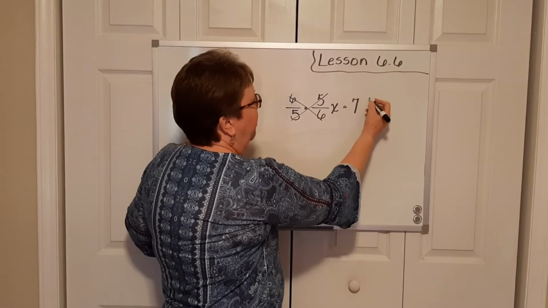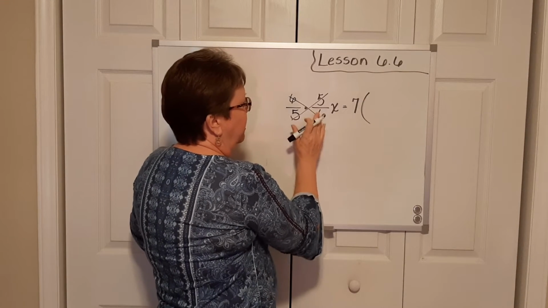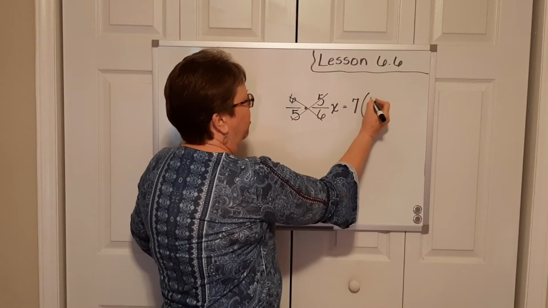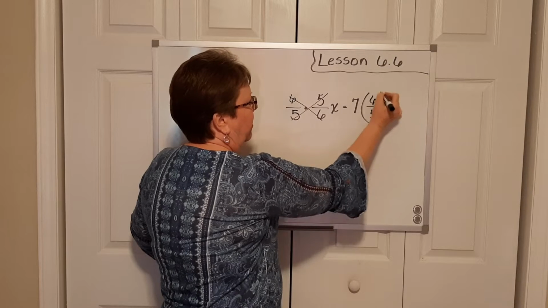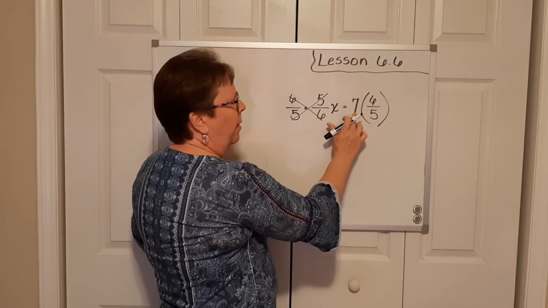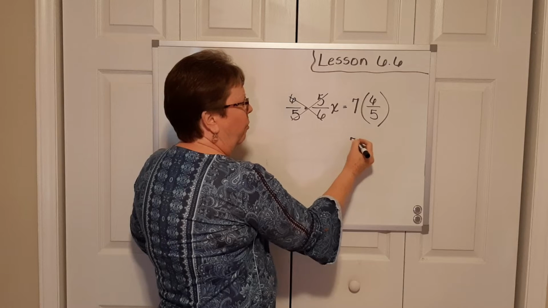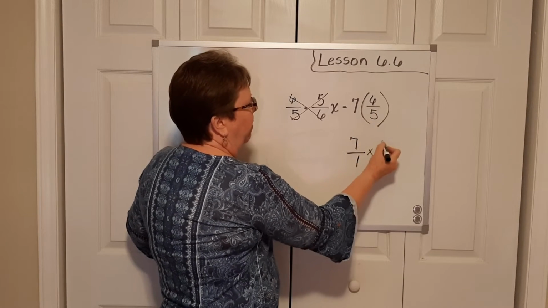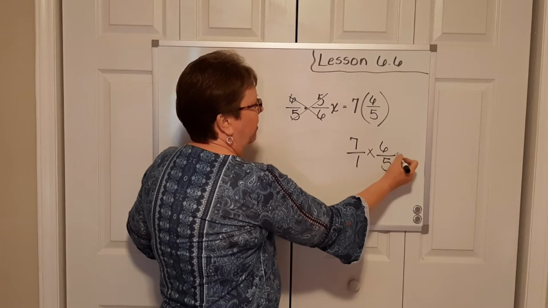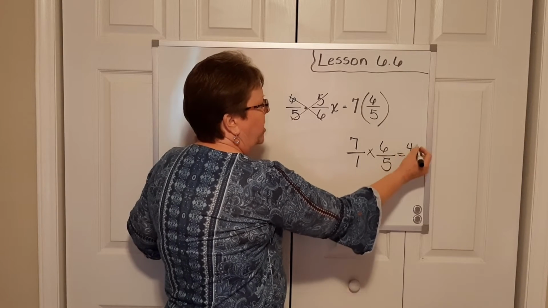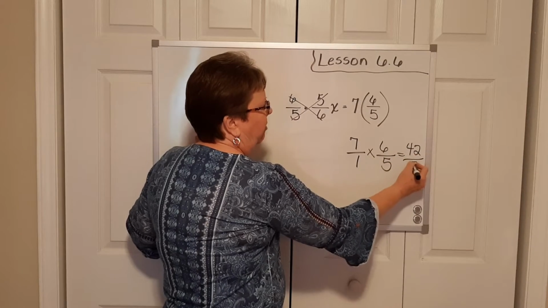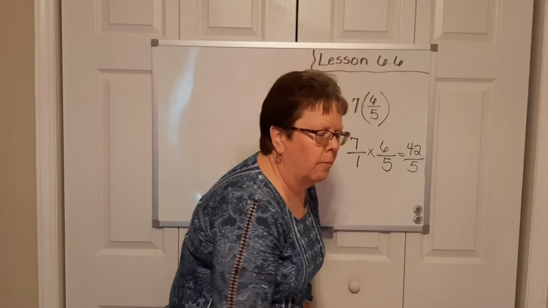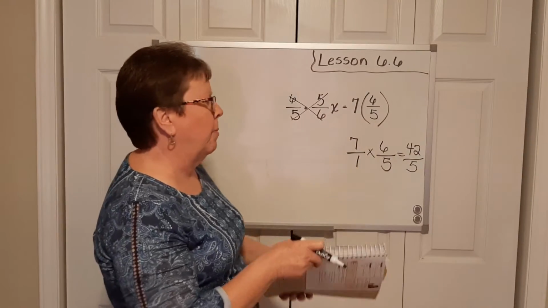But now, since we multiplied this side by the reciprocal, we've got to do the same thing over here. We've got to multiply it by 6/5. And if you remember, if you're going to multiply a whole number and a fraction, that whole number has to have a 1 under it. Then we can multiply it by our 6/5. So 6 times 7 is 42. 1 times 5 is 5. So there's your answer, and you don't have to reduce that. Now, if you wanted to reduce it, that would be fine.